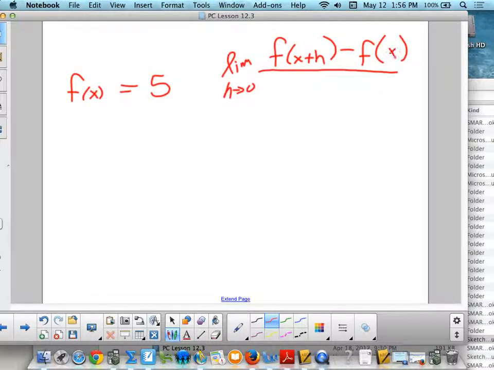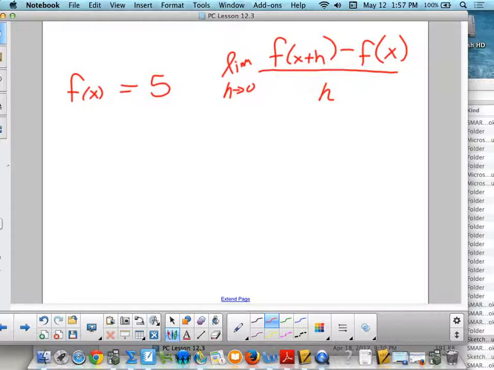Cancel everything. Well, there is no x to plug in, so it's just 5 minus 5 over h. It's 5 plus h minus 5 over h. The 5s cancel out, and you have h over h, and then you put the 0 in for h. That's totally what I meant, I just didn't say it.